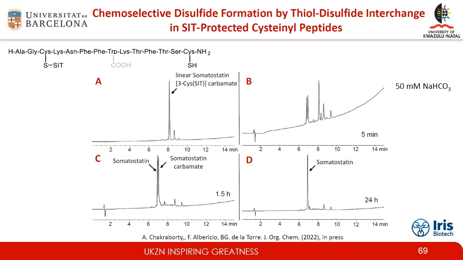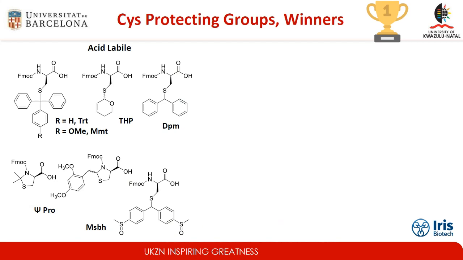We are so excited about the results, and we are using the SID for other examples with excellent results with large peptides and natural peptides, very large sequences. And then these are our winners for acid labile: trityl and methoxytrityl. If I have to decide for one, I will choose methoxytrityl. THP, then, I promise you we have excellent results. SNI is working on them.